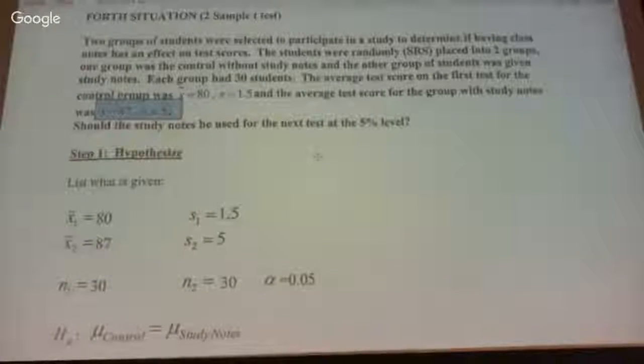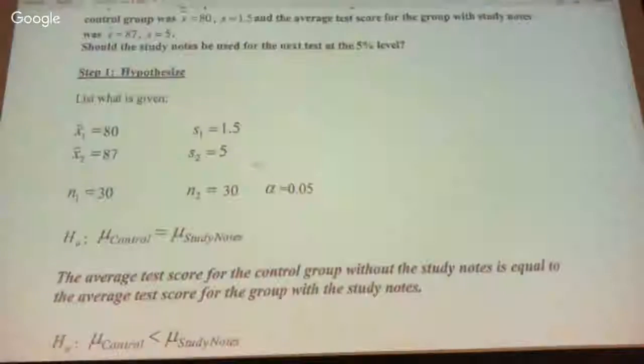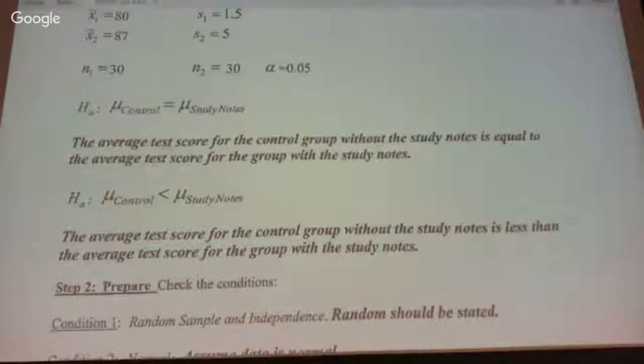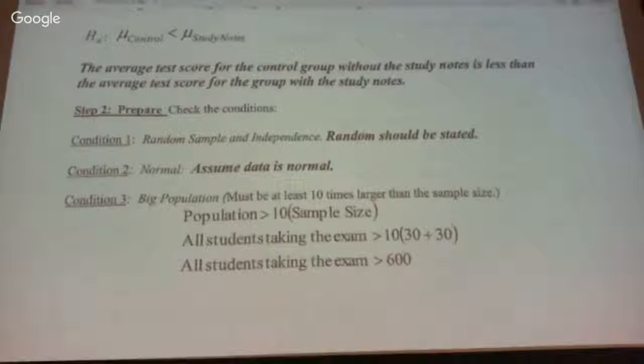Which group do you want to be in, the control or the study notes? You want to be in the study notes because it looks like your score will be higher. That's what we're comparing. So first group, second group. The average test score for the control group without the notes is equal to the average test score for the group with the notes. And we're saying that if you don't have notes, it's lower. The average test score for the control group without the study notes is lower than the average with the study notes. The conditions are the same, got to be random.